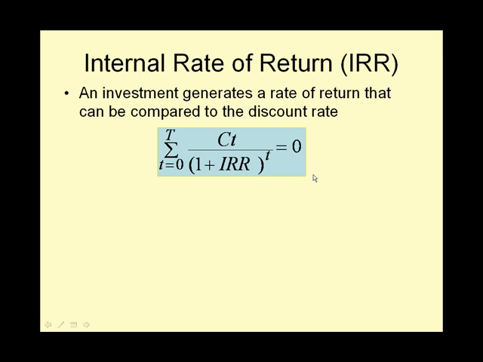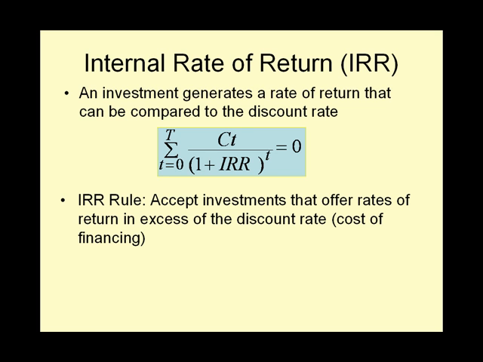Now, you're never going to have to calculate an IRR using this kind of formula. There is an IRR function in Excel that we're going to be using in just a minute. We could use an IRR investment decision rule, which says that we accept investments that offer rates of return in excess of the discount rate or our cost of financing.